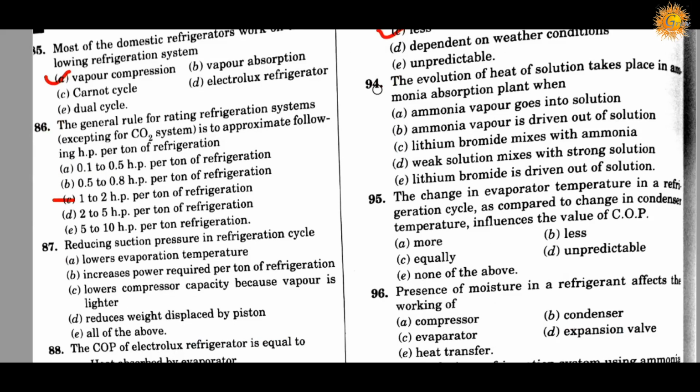Question 94. The evolution of heat of solution takes place in ammonia absorption plant when: option A, ammonia vapor goes into solution; option B, ammonia vapor is driven out of solution; option C, lithium bromide mixes with ammonia; option D, weak solution mixes with a strong solution; and option E, lithium bromide is driven out of solution. So correct answer 94 is A, ammonia vapor goes into solution.